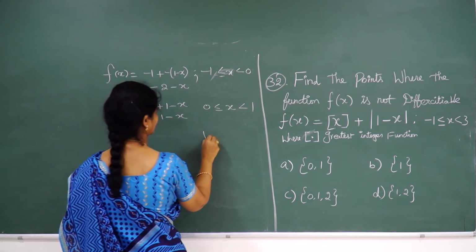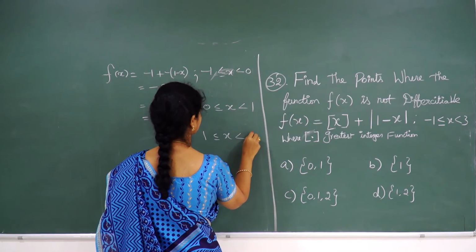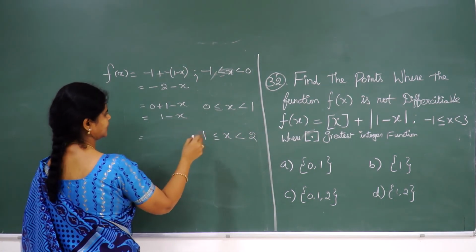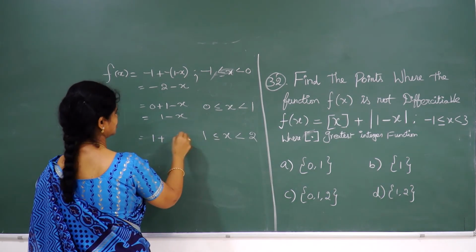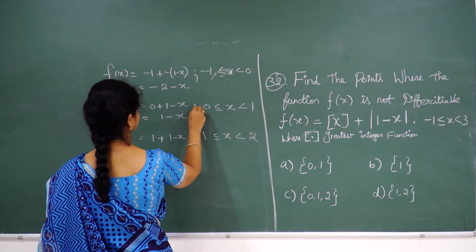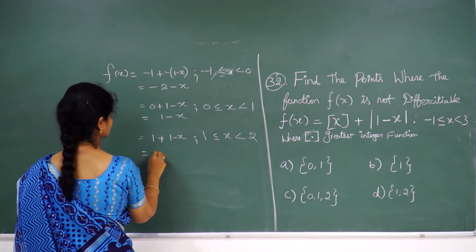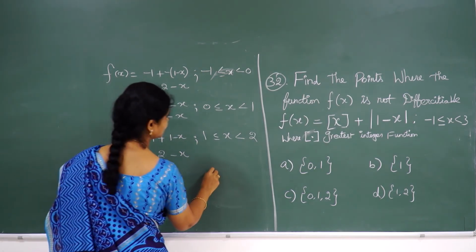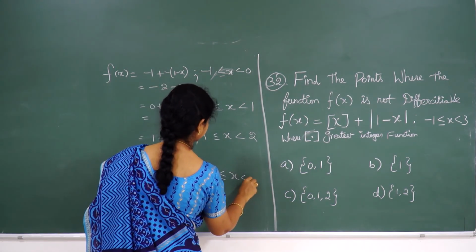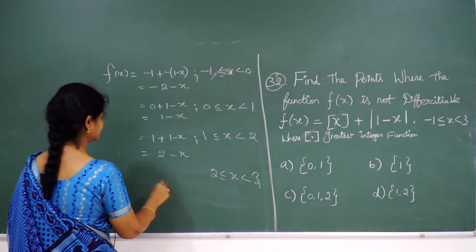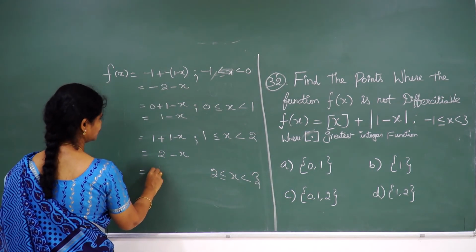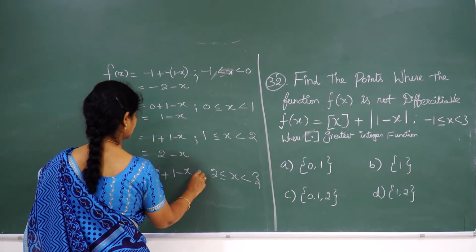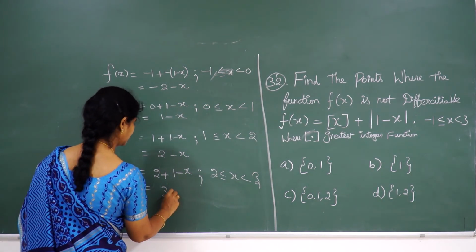Next, in the region 1 less than or equal to x less than 2, what is your greatest integer value? The greatest integer value is 1 plus the positive region, so this is 2 minus x. Next, in the region 2 less than or equal to x less than 3, the greatest integer value is 2 plus the modulus value, which is positive, so the value is 3 minus x.